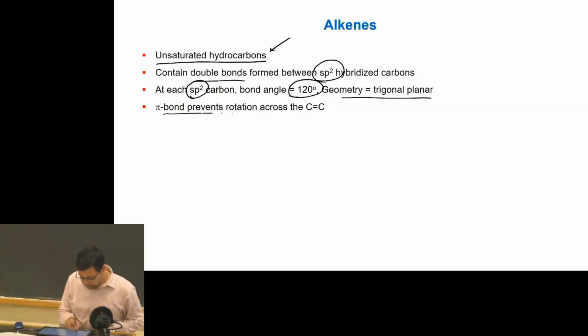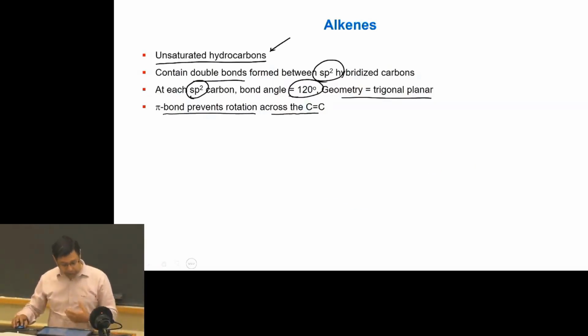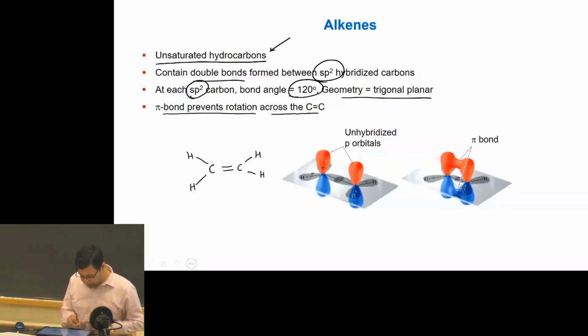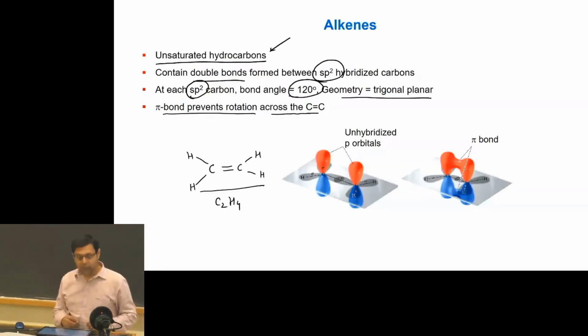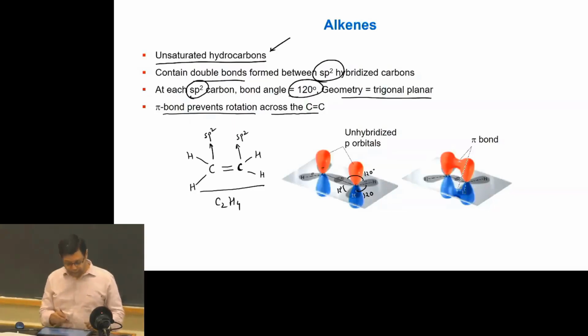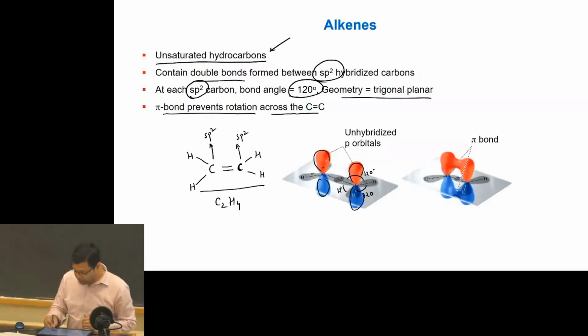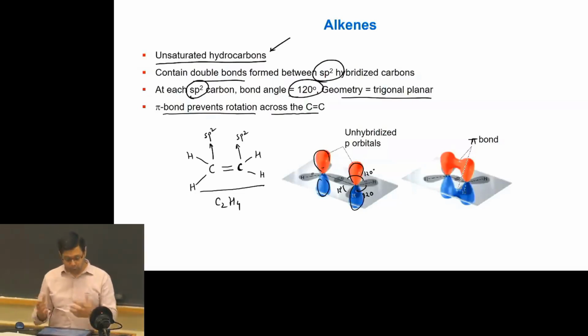Pi bonds in alkenes prevent rotation across C double bond C. Just to remind you of the structure of alkenes, if I take the simplest alkene, which is C2H4, this is the structure. Each carbon is sp2 hybridized. So the geometry around that carbon is trigonal planar, bond angle 120 degrees. Each of the carbon has one p orbital that is unhybridized. The two p orbitals have a lateral overlap, so you have the pi bond. So let me show you the structure.